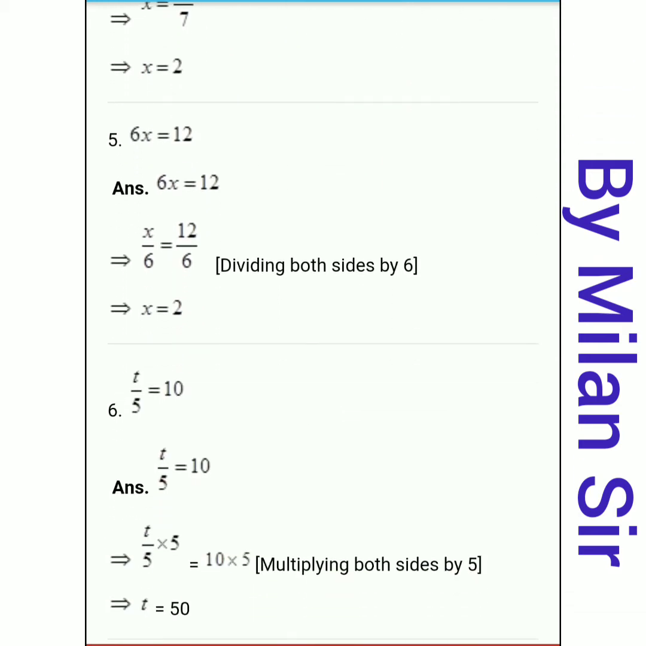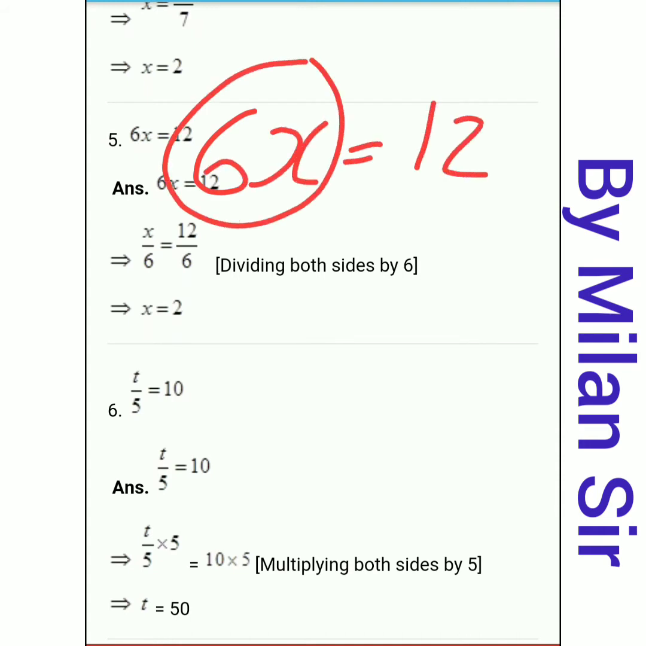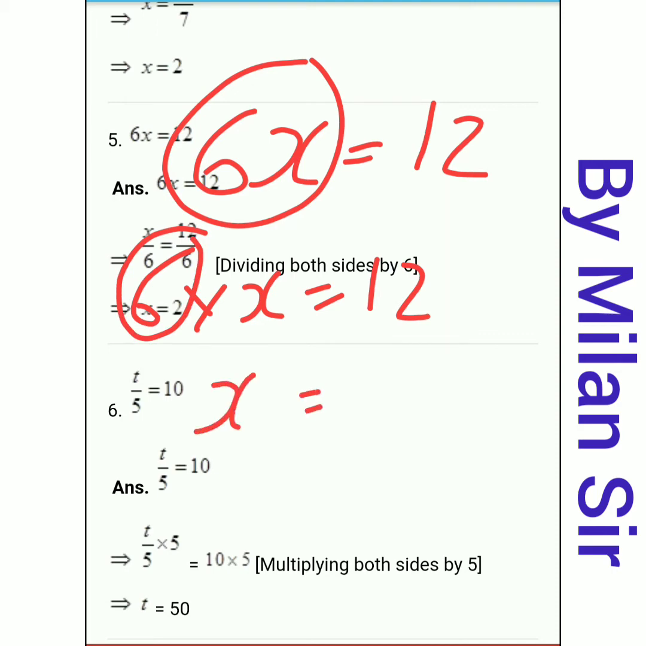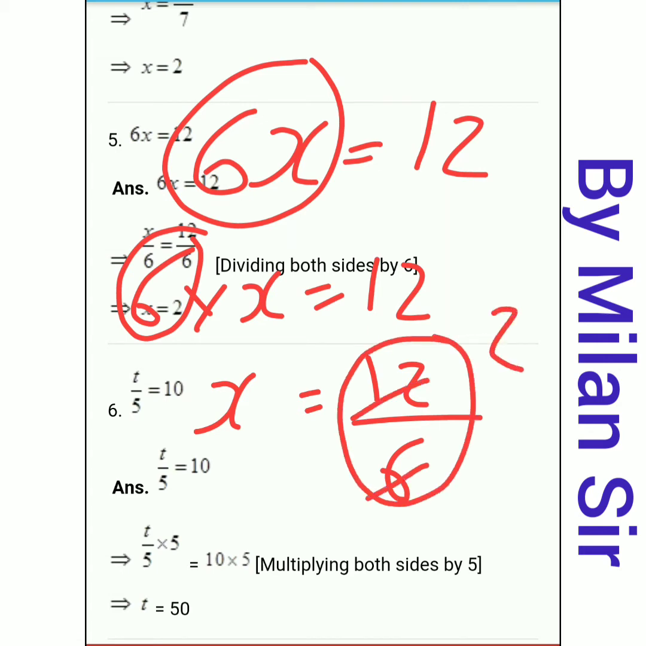Then question number 5. 6x is equals to 12. Now 6x means 6 multiply x. If we transfer this 6 to the right hand side, here 6 is in multiplication with x, so it goes to division. US rule: multiplication becomes division. So here 12 as it is, divided by 6. If multiply 6 is transferred to the right hand side, it goes to the division part. So 12 by 6, 6 into 12. So x is equals to 2.